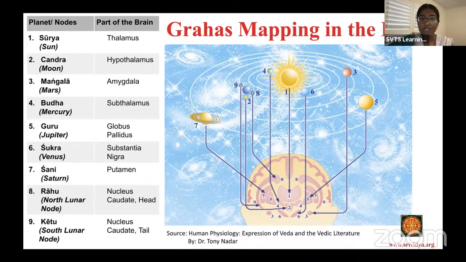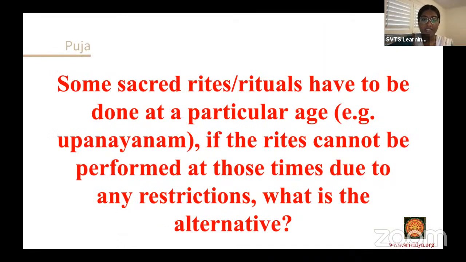Some sacred rites or rituals have to be done at a particular age. For example, Upanayanam. If the rites cannot be performed at those times due to any restrictions, what is the alternative? Even if it is a little late, it does not matter. You can have Upanayanam done at that age. There are no restrictions. Although some pandits will say it is too late now, I don't think it is late at all. If an Upanayanam needs to be done, you can get it performed.